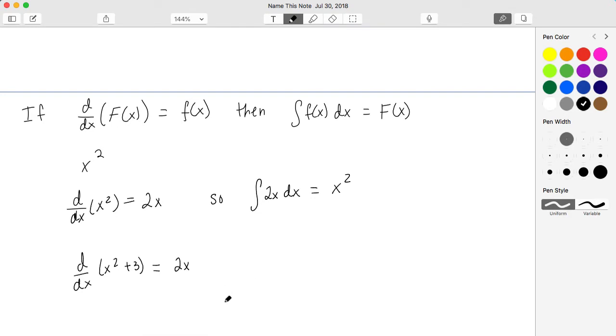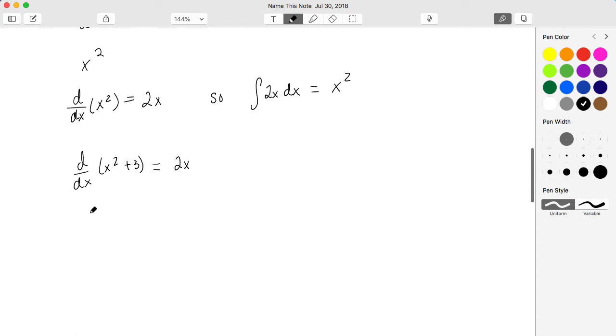The reason for this is that there exists a constant c such that if you take the derivative with respect to x of x squared plus c, we also get 2x, meaning that if we take the integral of 2x dx, that should actually be equal to x squared plus c. C is any constant, and this c can be found using the limits that you are given.